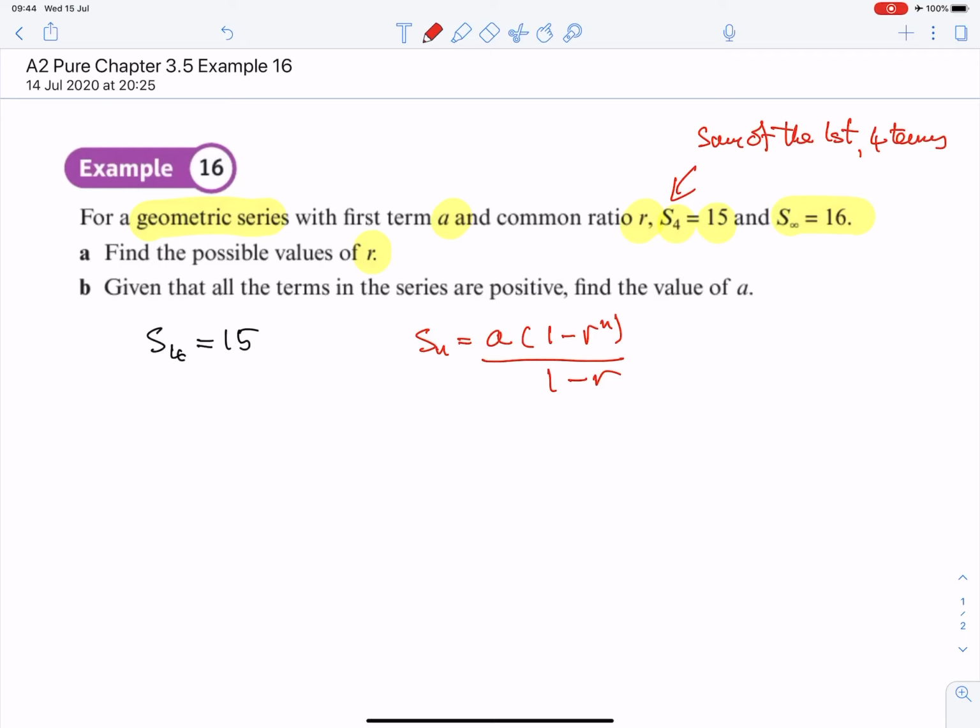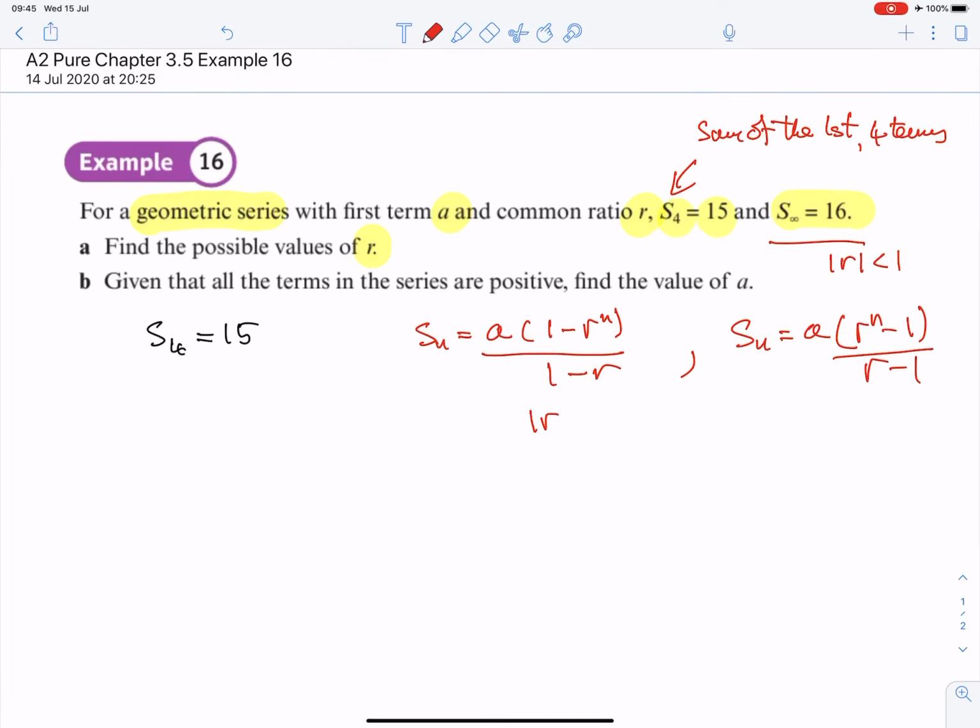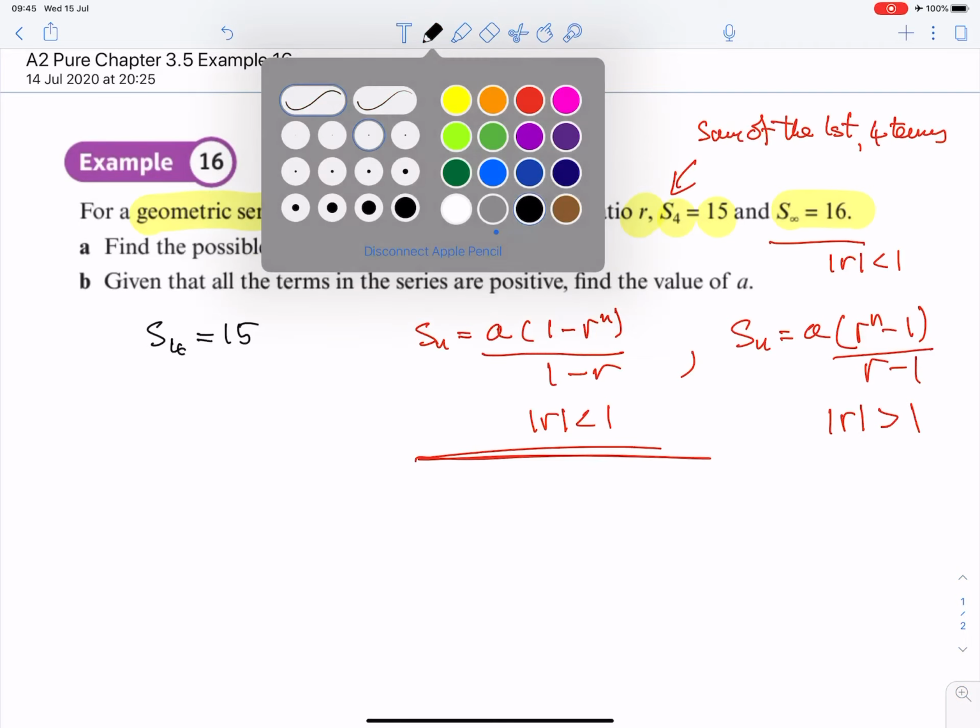Why did I pick that form of the equation rather than Sn equals a lots of r to the n minus 1 over r minus 1? Well, the answer is that we've got a sum to infinity, so that tells me that the modulus of r must be less than 1. So I prefer to use this one. The modulus of r is less than 1, and this one we tend to use when the modulus of r is greater than 1. So this form is the one we're going to use. So now we're going to substitute in.